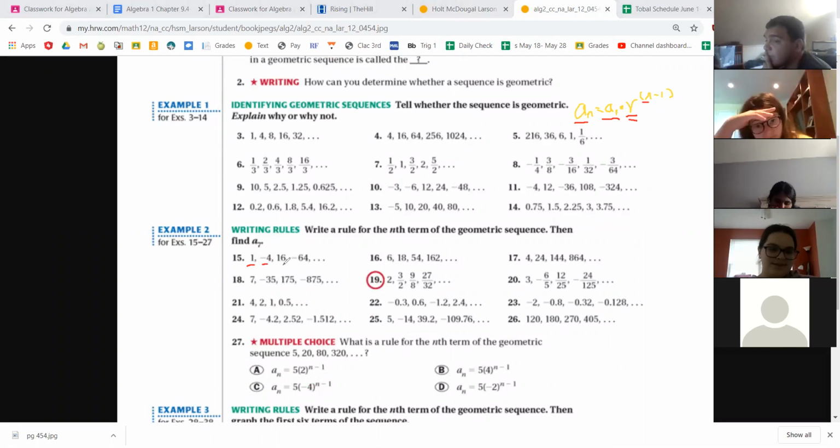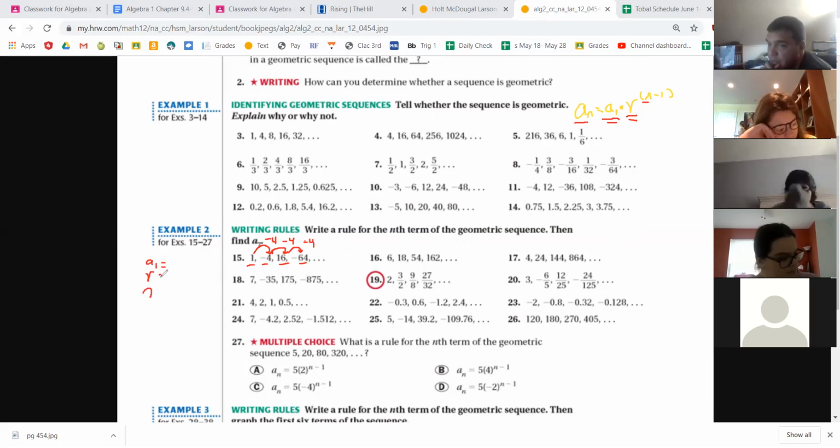So let's do these. First, let's figure out the pattern. From 1 to -4, we probably multiplied not just by 4, but by -4, right? And then -4 to 16, that's also a -4 because it becomes a positive 16. And then 16 to -64 is a -4. So your pattern is represented by the R. Again, we need to get our factors in place. So we need A1, R, and N.